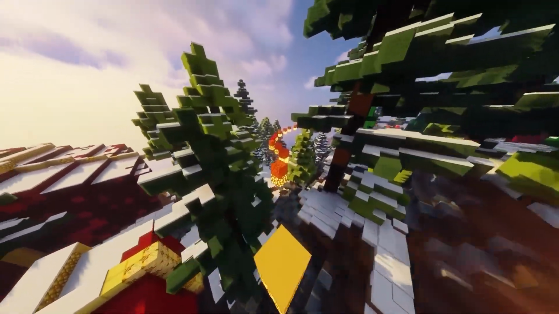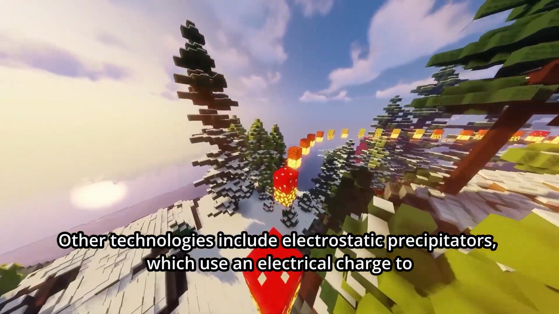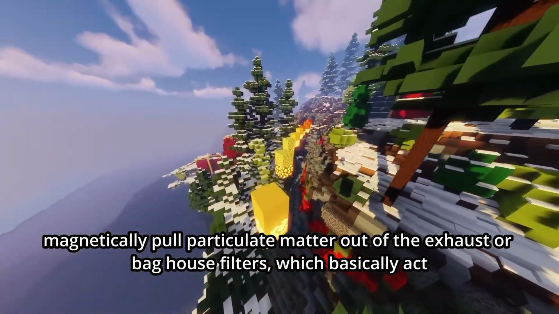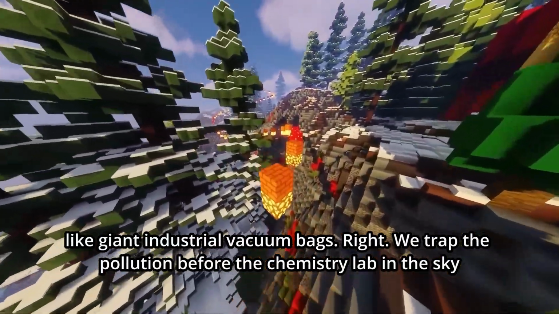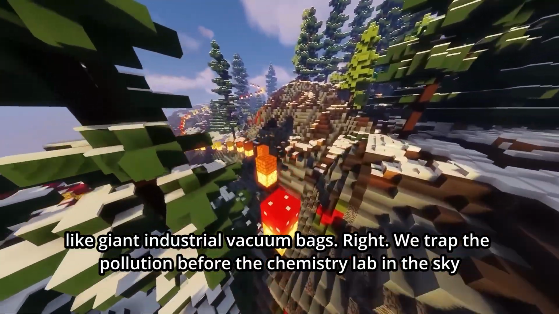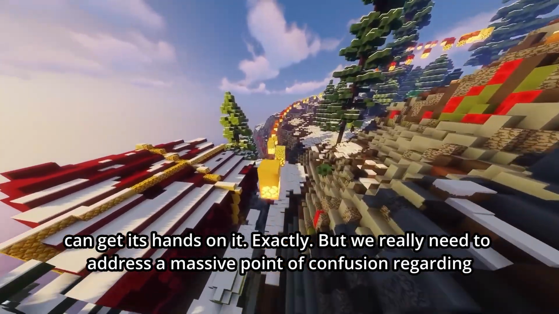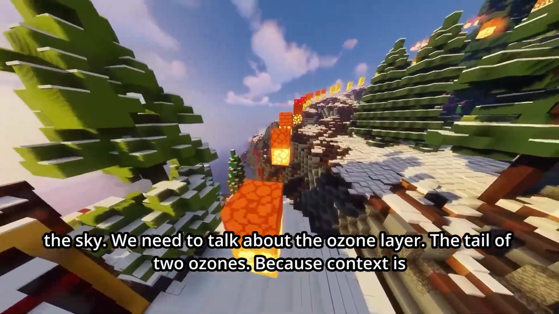That's brilliant. Other technologies include electrostatic precipitators, which use an electrical charge to magnetically pull particulate matter out of the exhaust, or baghouse filters, which basically act like giant industrial vacuum bags. Right, we trap the pollution before the chemistry lab in the sky can get its hands on it. Exactly. But we really need to address a massive point of confusion regarding the sky. We need to talk about the ozone layer.